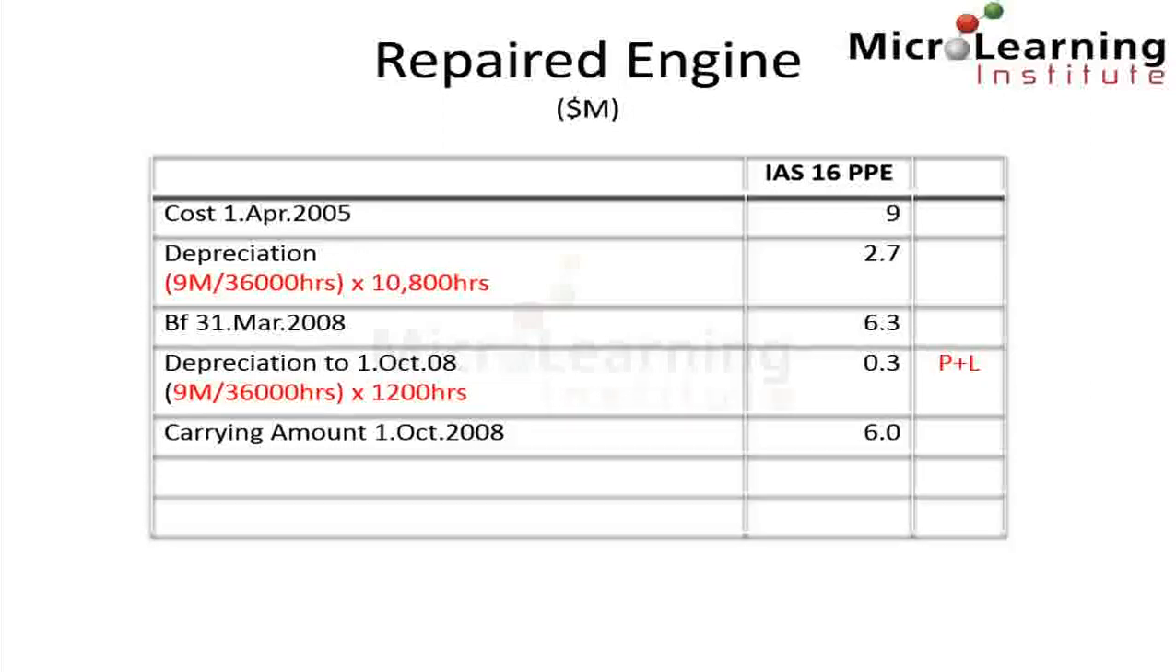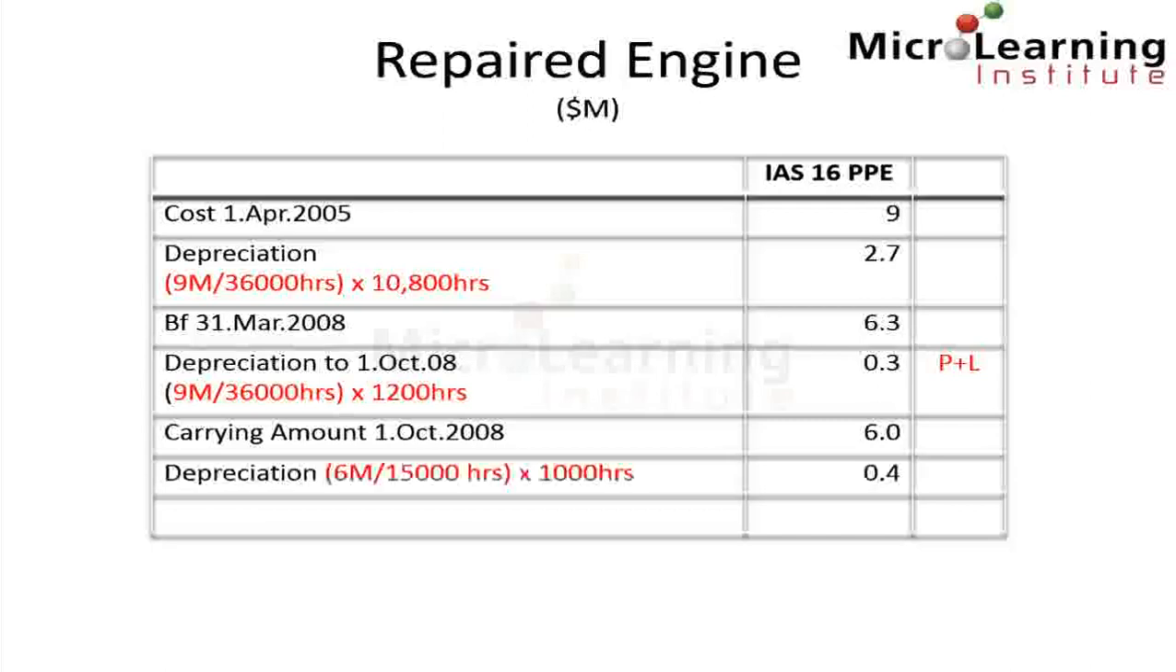Again, as the accident did not occur until the 1st of October, we recognise further depreciation of $300,000 to the P&L, giving us a carrying amount on the 1st of October 2008 of $6 million for this machine. At this point, we are told that the company spent $3 million repairing this engine. However, this $3 million expenditure did not result in any increase in economic activity in relation to the engine. Consequently, the $3 million cannot be capitalised and must be recognised immediately as an expense to P&L.